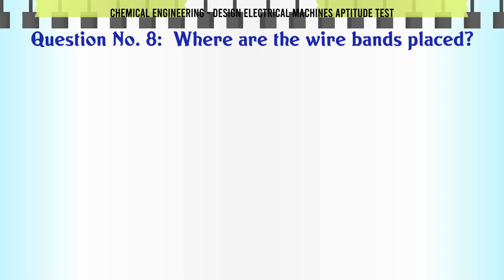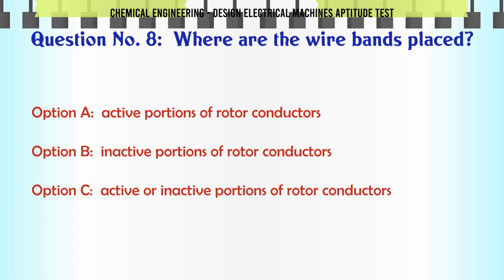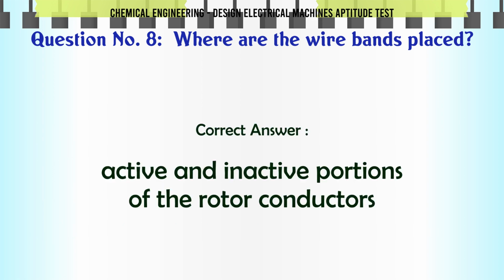Where are the wire bands placed? A. Active portions of rotor conductors. B. Inactive portions of rotor conductors. C. Active or inactive portions of rotor conductors. D. Active and inactive portions of the rotor conductors. The correct answer is active and inactive portions of the rotor conductors.